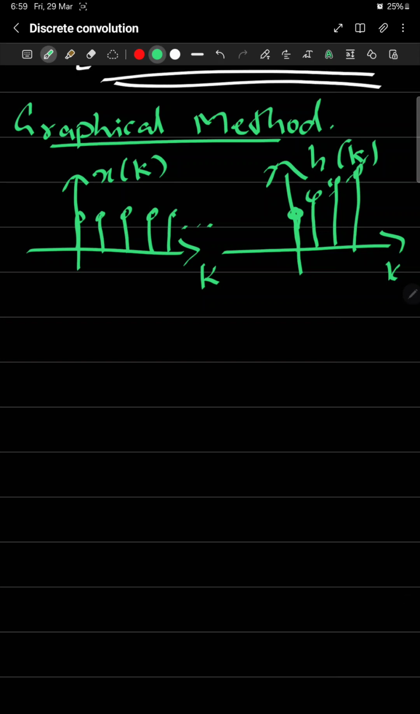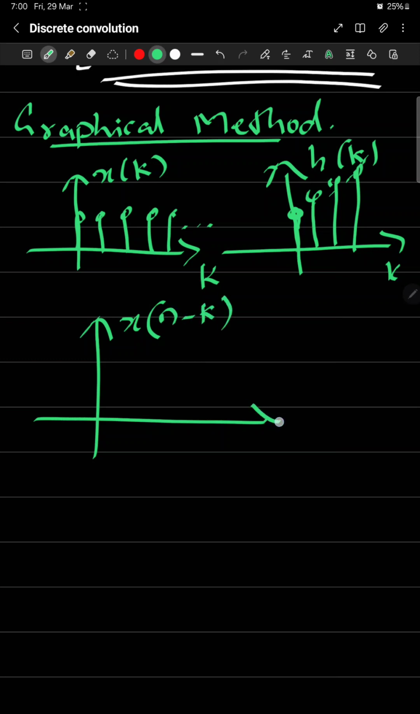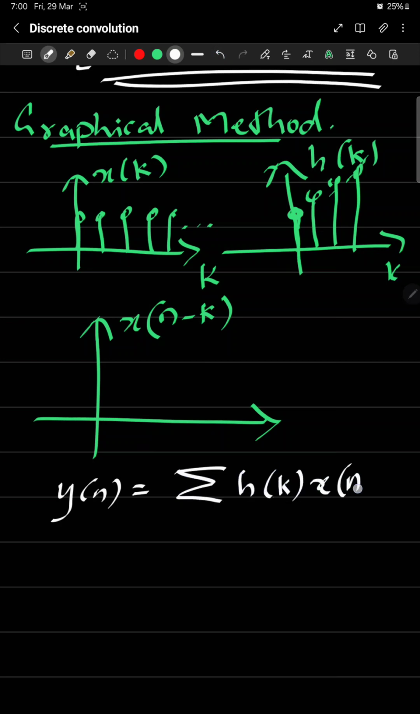So what I'm trying to do is plot x of n minus k, because I am trying to find y of n, which is equal to sigma x of k h of n minus k for convolution. Instead of that, I am going to take h as the first signal. So you will have sigma h of k into x of n minus k. Because of the commutative property, you can write it like this.